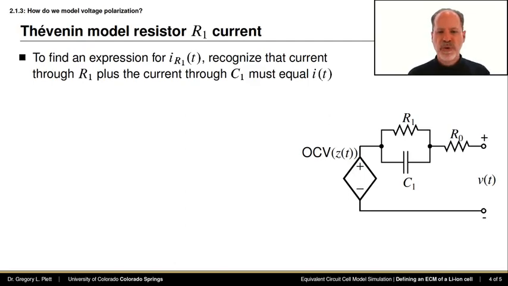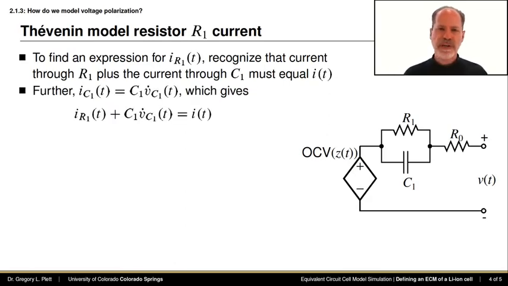So now we have a proposed circuit that we believe will help describe or explain the diffusion voltages, but we have to come up with equations that describe the current that passes through resistor R1. And in order to do this, notice that the entire cell current is divided between the current that flows through resistor R1 and the current that flows through the capacitor C1.